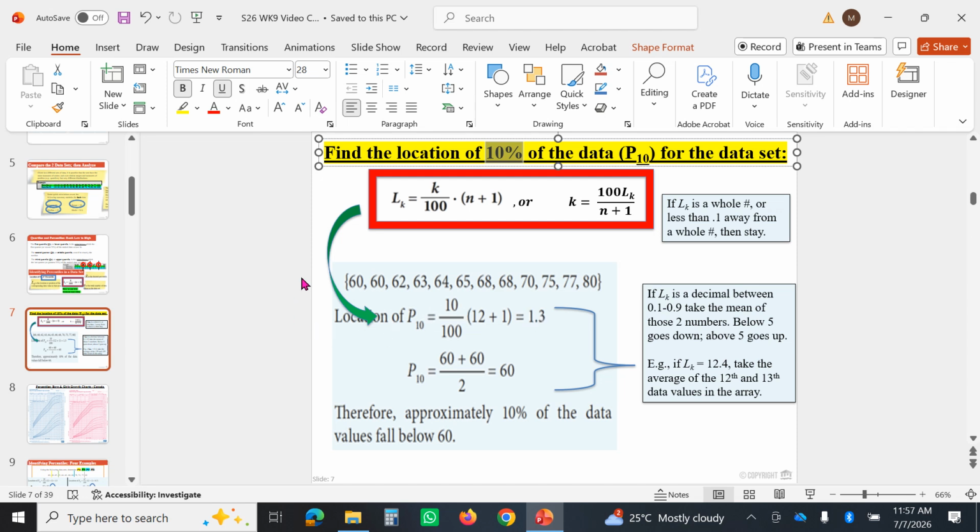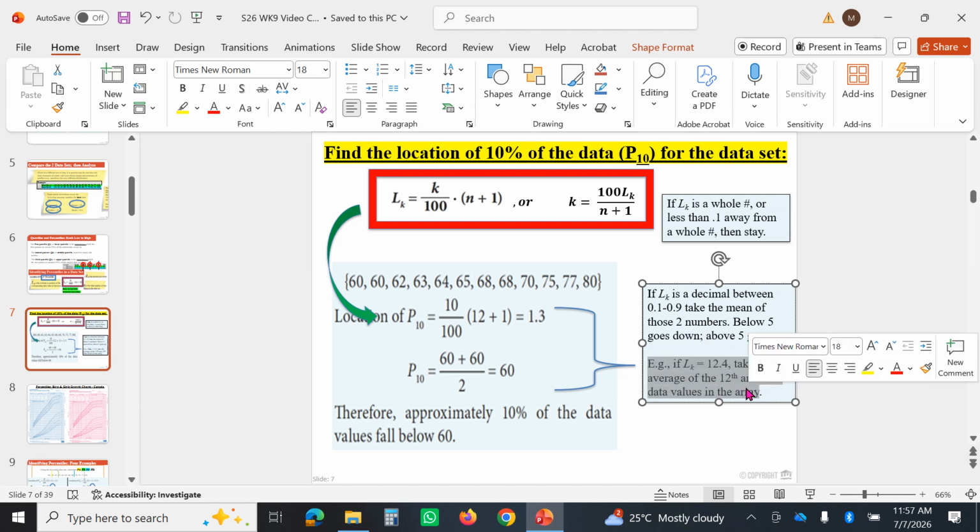So if LK is a whole number or less than 0.1 away from a whole number, then stay. If LK is a decimal between 0.1 and 0.9, take the mean of those two numbers. Below 5 goes down, above 5 goes up. Blah, blah, blah. What does all that mean? This is what you want to know. Example, if LK is 12.4.